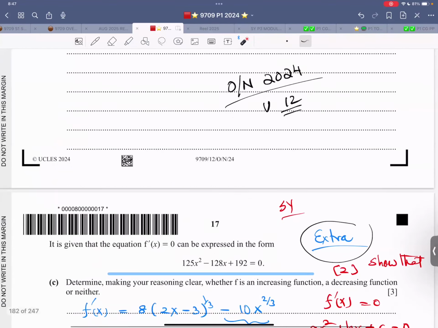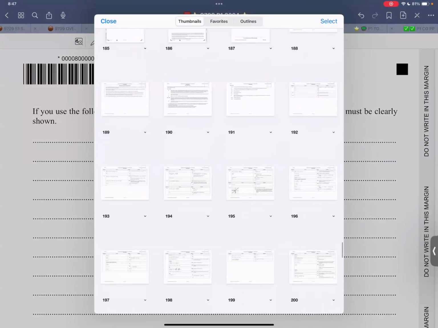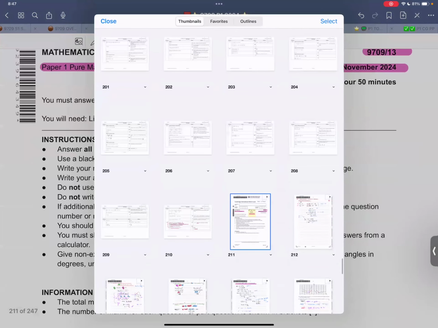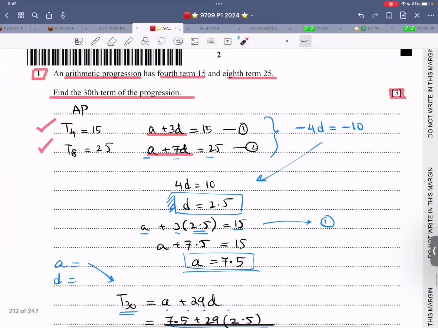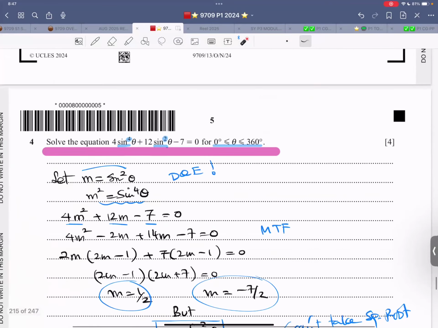And I think the last one is this thing, 1 3. Let me just go over the differentiation integration questions.